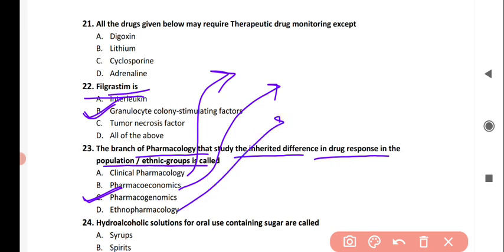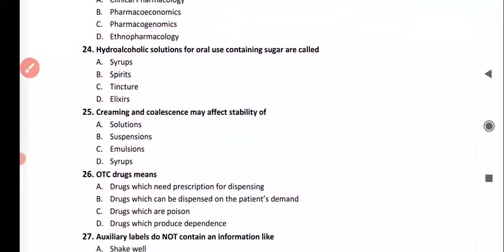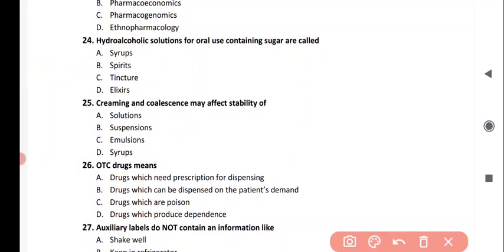Then the ethnopharmacology, so it is an interdisciplinary scientific exploration of several biologically active agents that are observed by the men, or they are traditionally employed by the men. Then we can move to the next question. So the question is, hydroalcoholic solution for oral use containing sugars are called. So hydroalcoholic solutions which are containing sugars are spirits. Option B will be correct. And the alcohol content this is more than 60%.